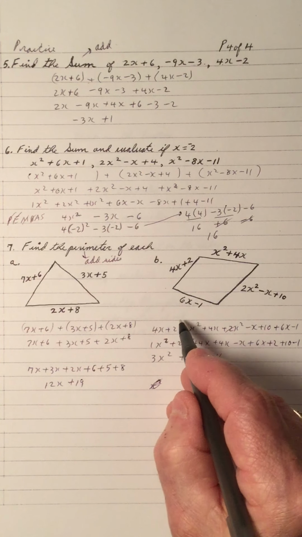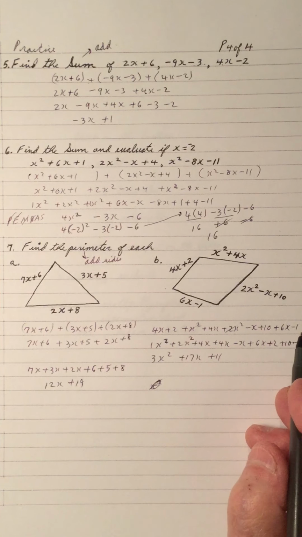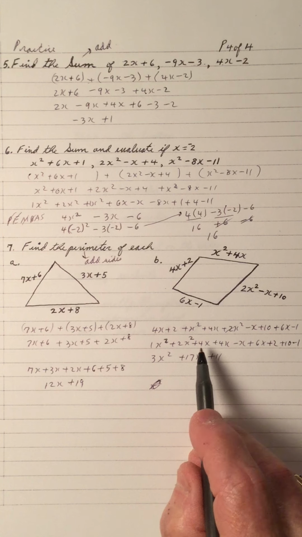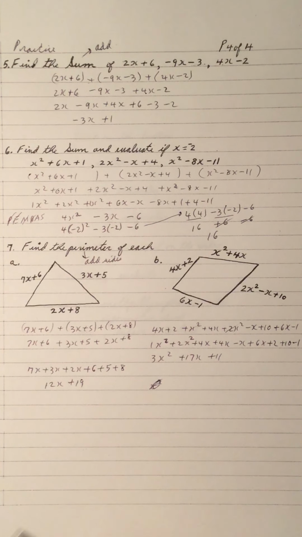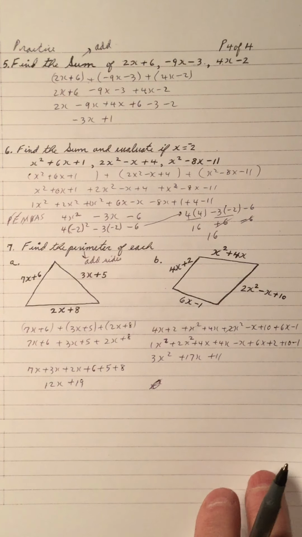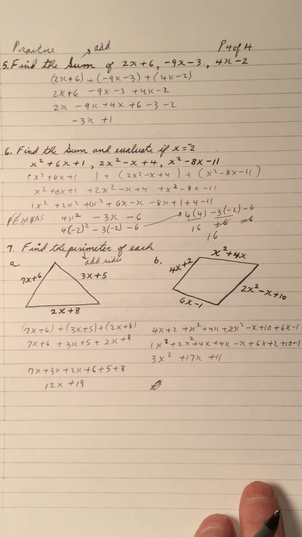Because you're adding, I could put the brackets around these again, but then I have to do an extra step by removing it. So when you're adding, you group your like terms and you put them in descending order, especially when you have all A's or all X's. Okay, that's adding, what they call adding polynomials, grouping like terms, and simplifying.